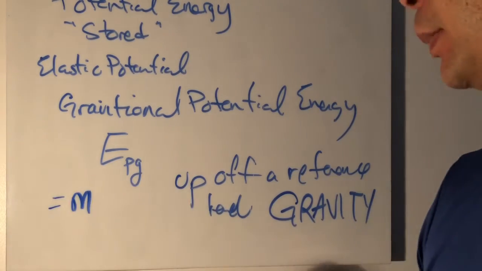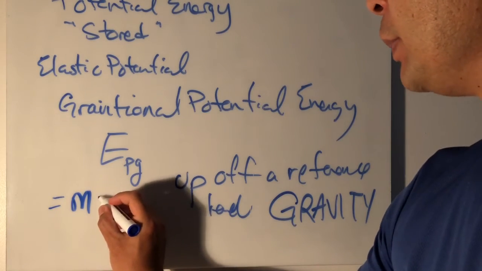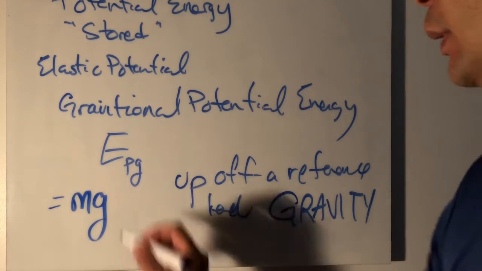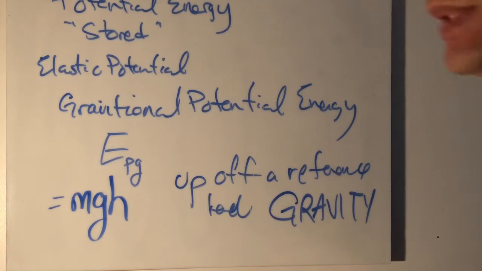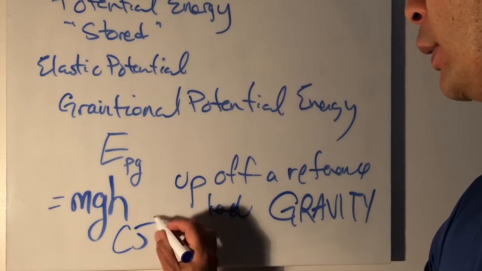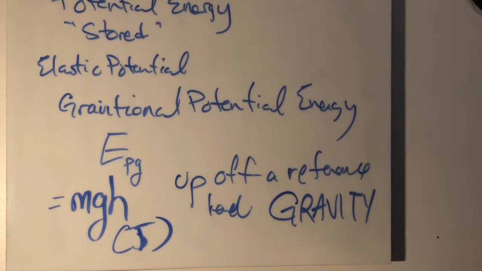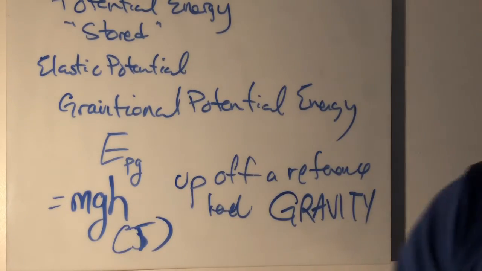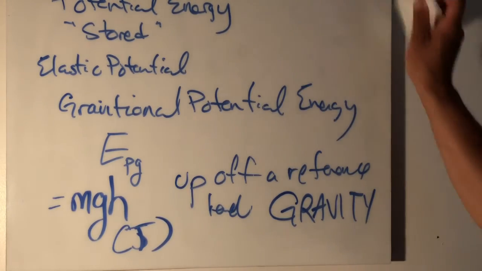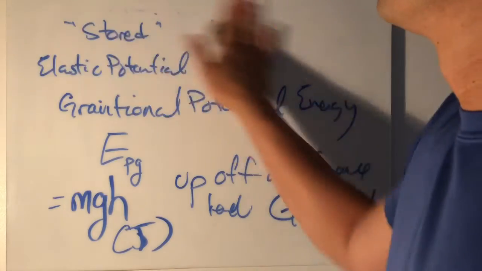So how do we calculate that? The mass of the object times gravitational force times the height at which it is off the ground: mgh. And again, it is also measured in joules, like all energy. We are going to use that formula to do a couple of examples. It is pretty straightforward, just like kinetic energy was straightforward.